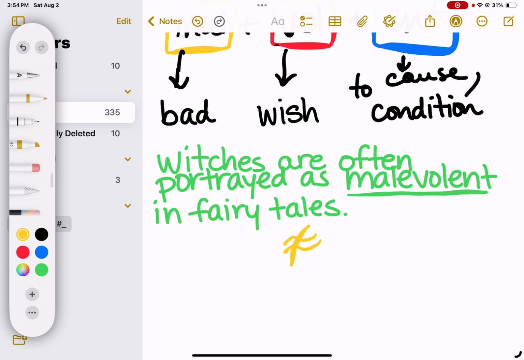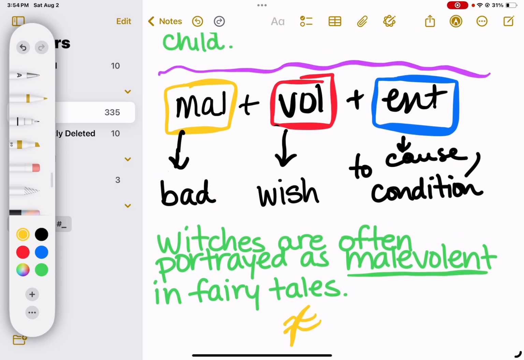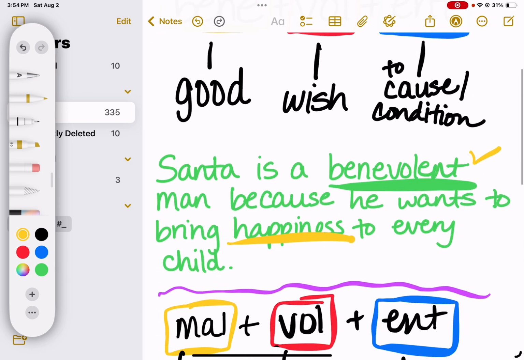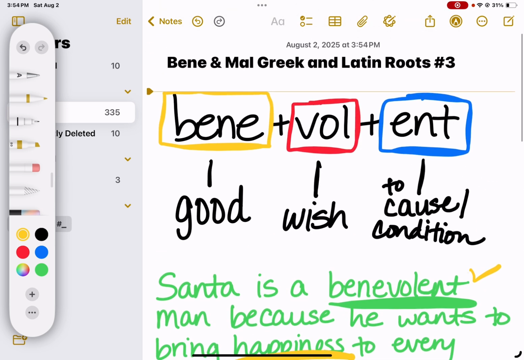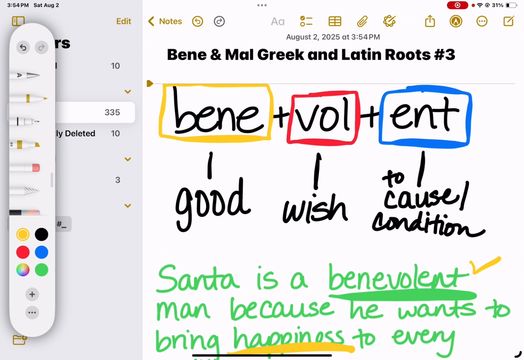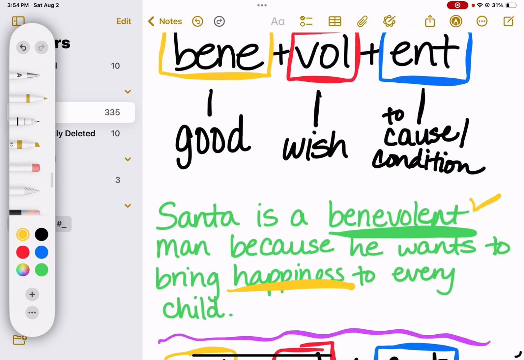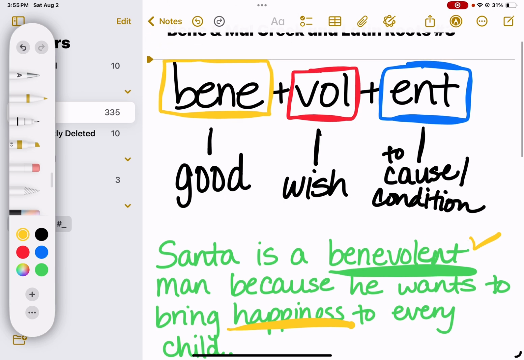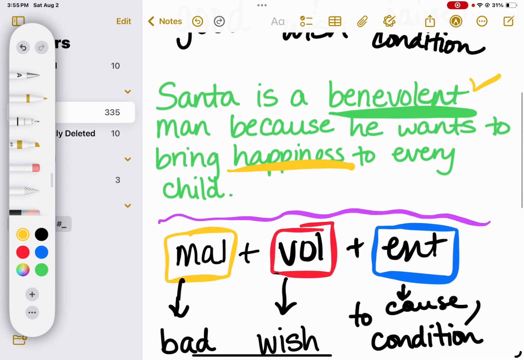Again, the context part is just me introducing the root, and then we break down mal and call that the prefix, and vol would be the affix, and then the ent, meaning condition, would be the suffix. When you're teaching Greek and Latin roots, especially to middle school kids, you want to do an I do, where I break it down for them first. Then I will probably reinforce with a video, and then give them some exercises where they practice with the word root bene and the word root mal.